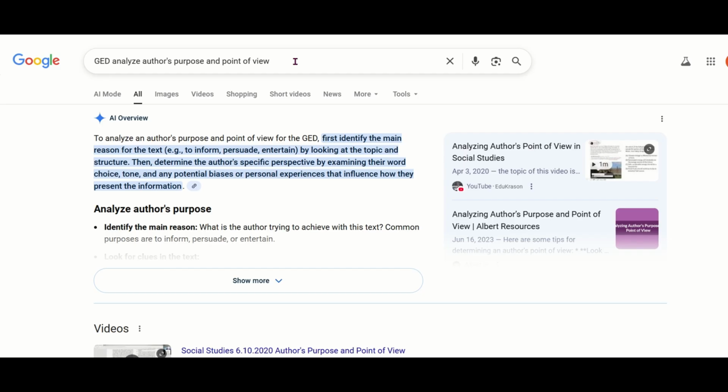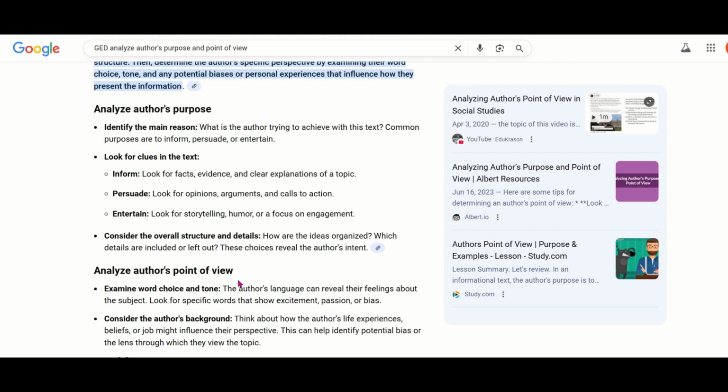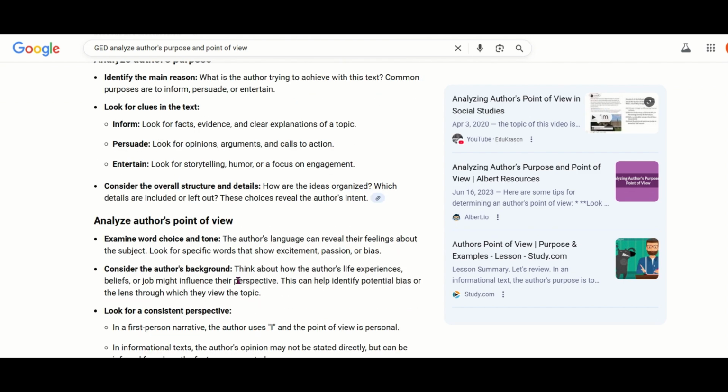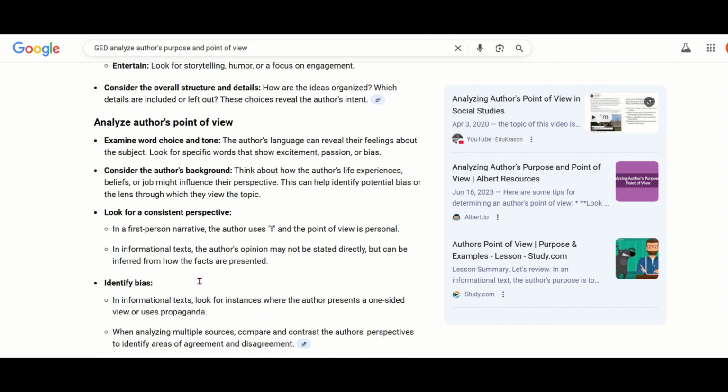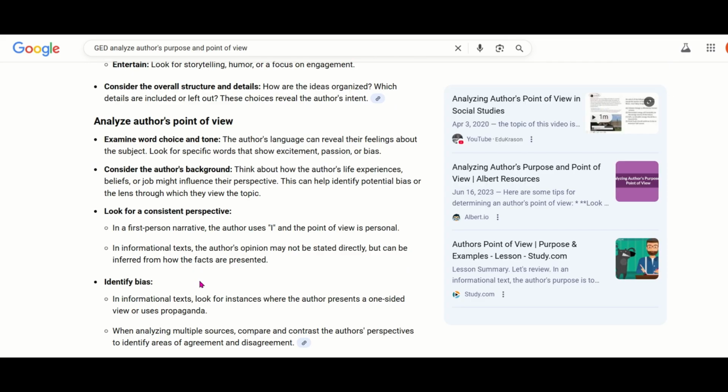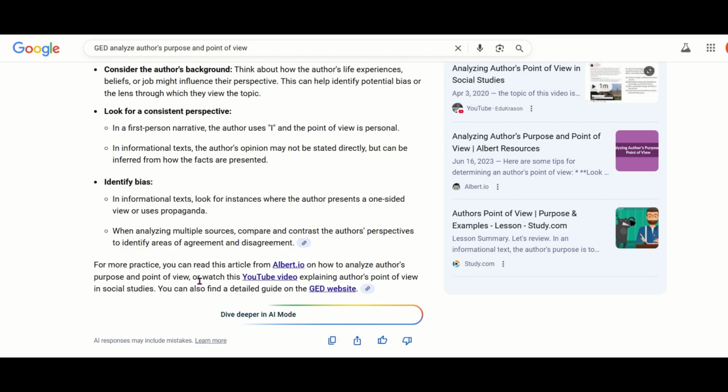And folks, don't forget to use technology wisely. So once again, I came over to Google and I placed in the search bar GED. Remember, that narrows the search. And then I typed in analyze author's purpose and point of view. And like always, Google AI overview will give you some information. Make sure you study that. If you're like, hey lady, this is the same stuff that you just went over, I understand. But once again, it doesn't hurt to reread information that will help you pass this exam.